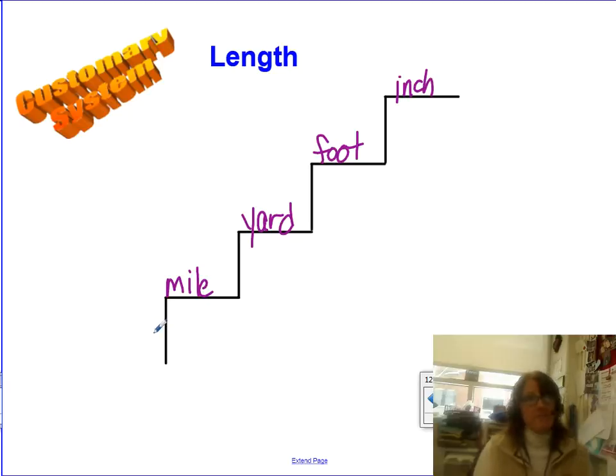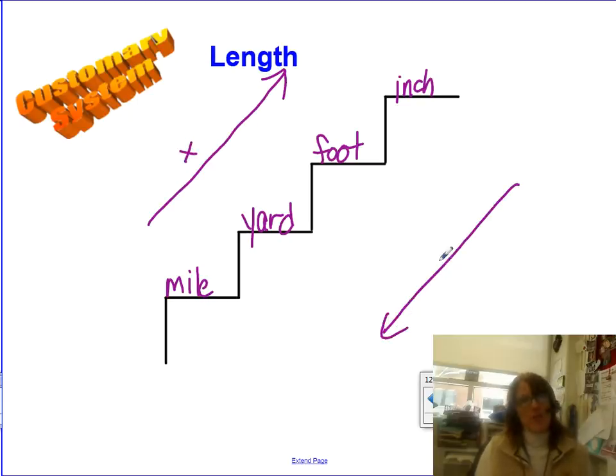Now, just like in the metric system, if we go up or to the right, we multiply. And if we convert this way from a smaller unit to a bigger unit, the number has to be divided. However, it's not by 10. We have to remember all these different numbers. So this is where these conversion factors come in. For feet and inches, it's 12. 12 inches in a foot. An inch is a 12th of a foot.